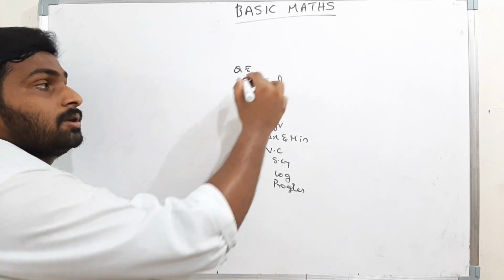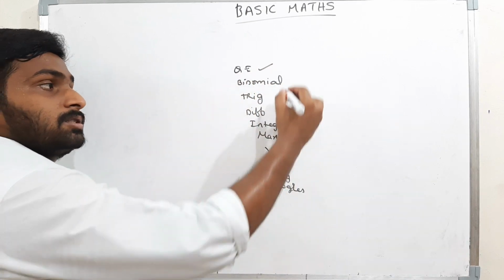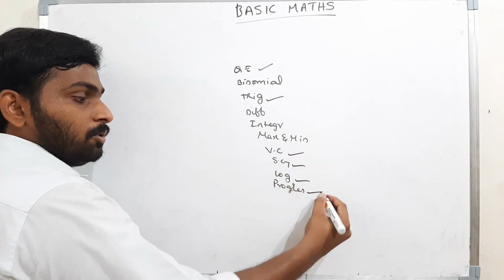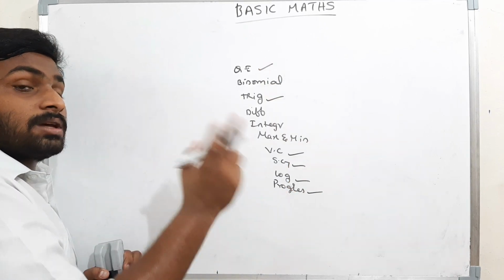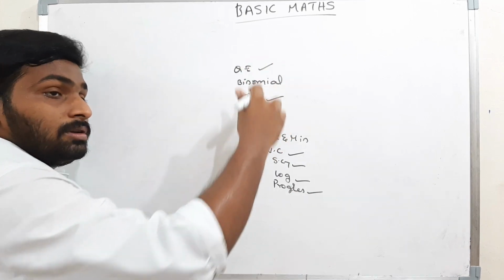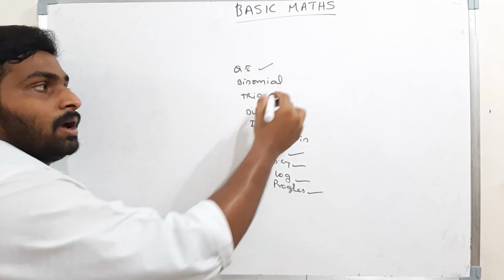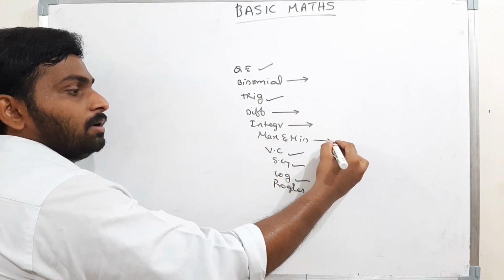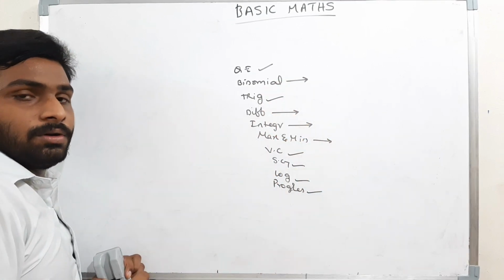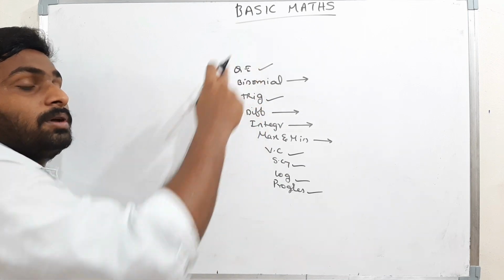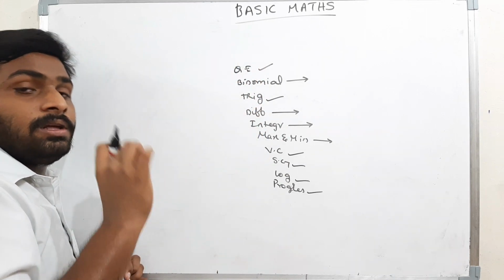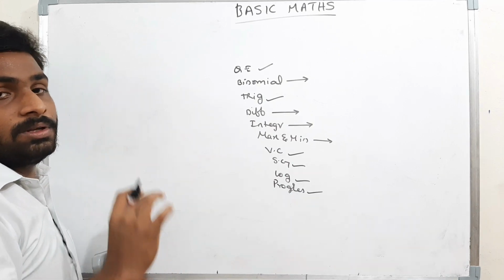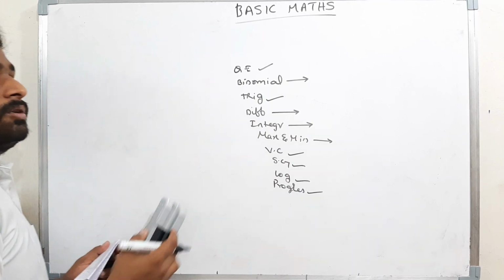Already in your school days, you completed quadratic equations, trigonometry, vernier calipers, screw gauge, logarithms and progressions. These topics you already completed in your school days, so we will see them a little bit faster. When it comes to binomial expansion, differentiation, integration and maxima and minima, we will see them a little bit slower. And always in this chapter, I am going only through the basics. I am not going deeper into the concepts, just basics. Okay, we'll start with the quadratic equations.